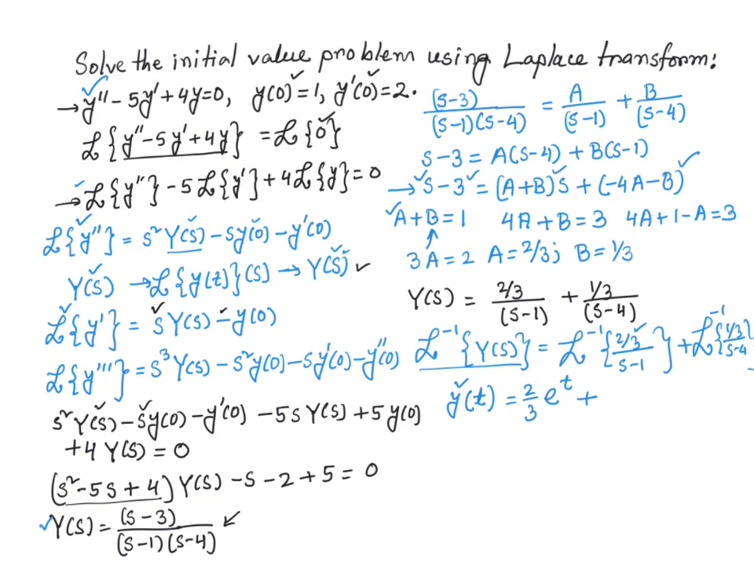Then plus the inverse Laplace transform of 1/3 over (s minus 4). 1/3, I can take it outside. 1 over (s minus 4) is going to be e to the power 4t. So now, by doing this, we actually found the solution to the original differential equation with given initial conditions. So this is a relatively easy way of solving ordinary differential equations. So my solution is right here.